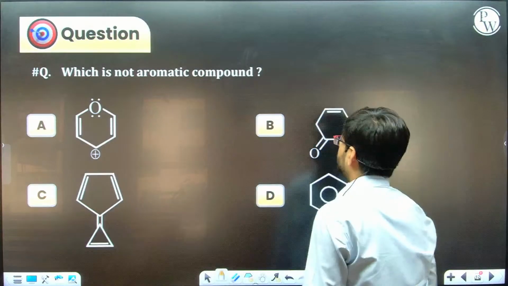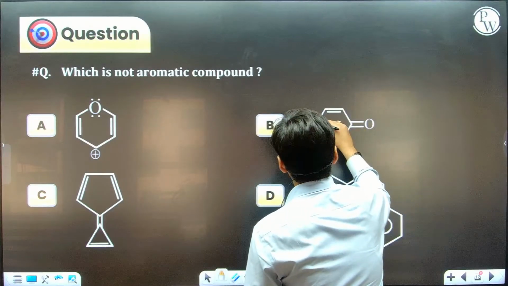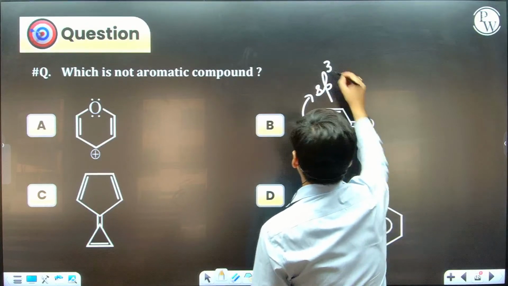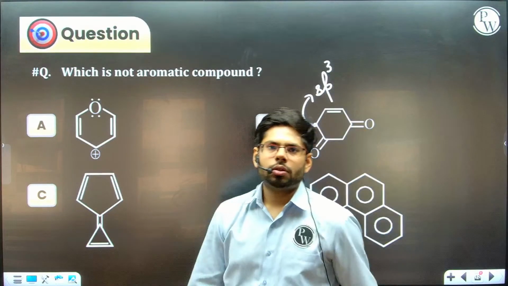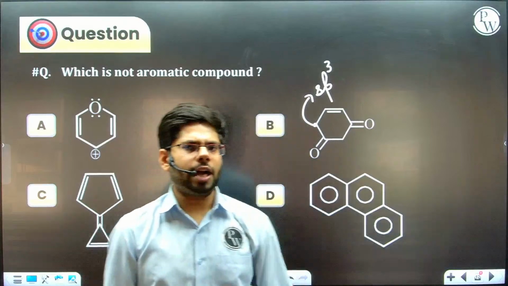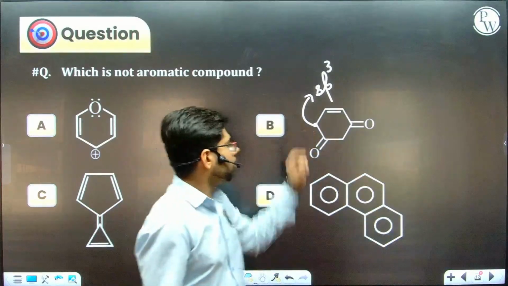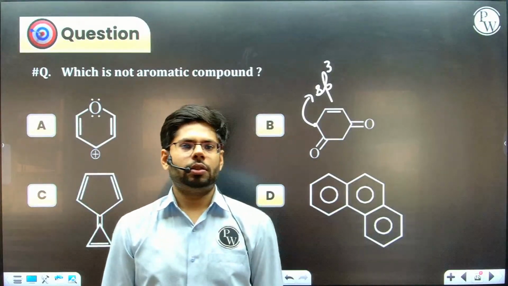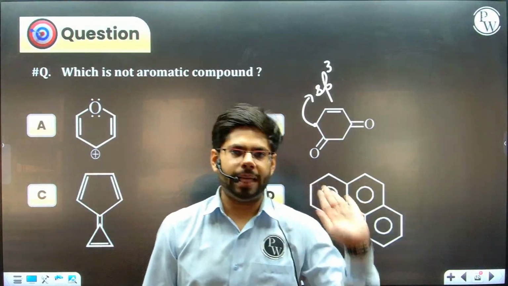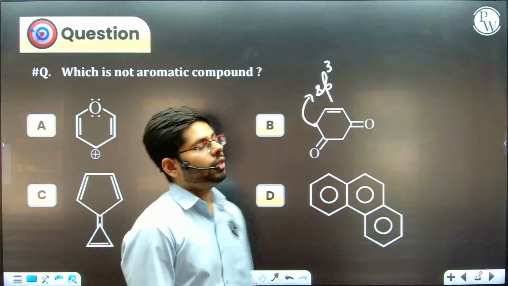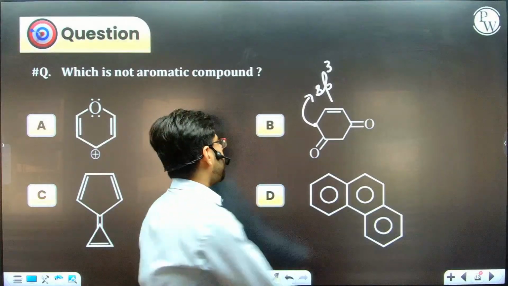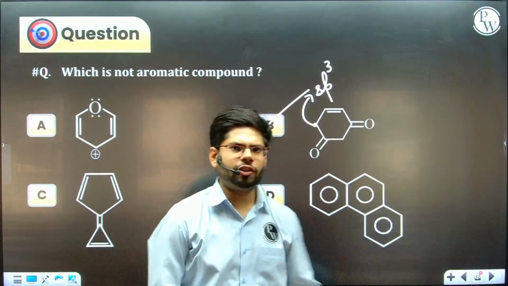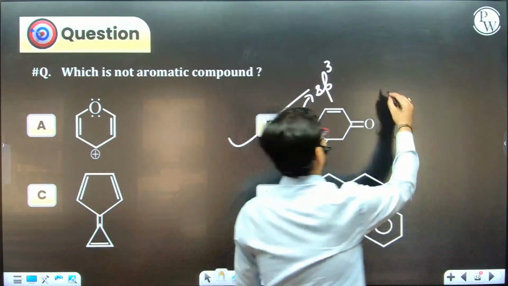If you look at this compound, this carbon atom is sp3 hybridized. If one atom of the ring is sp3 hybridized, that means that the ring is not planar. And if the ring is not planar, it cannot be aromatic. So it is not aromatic. And what is the category to which it belongs? It is non-aromatic.